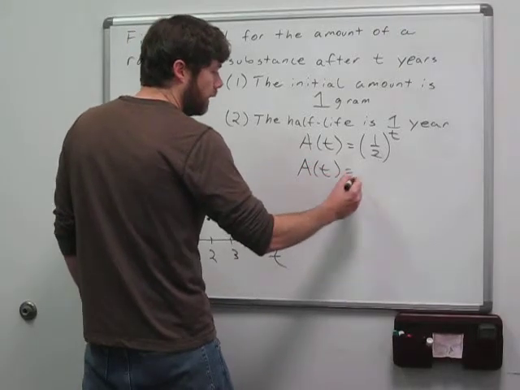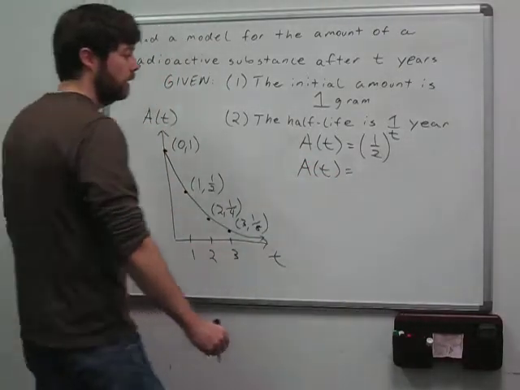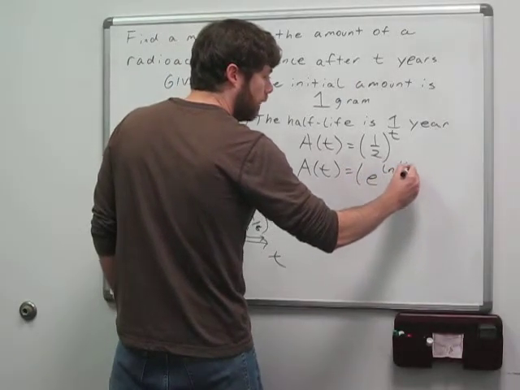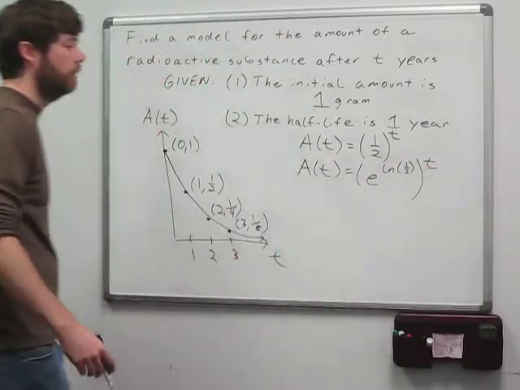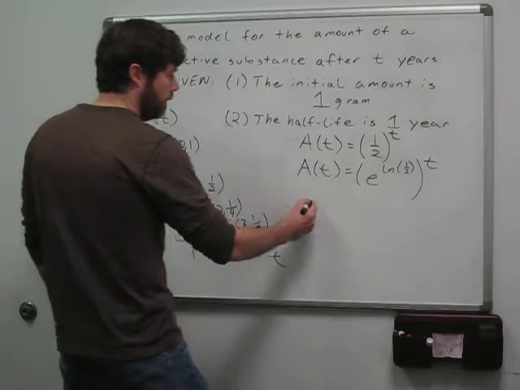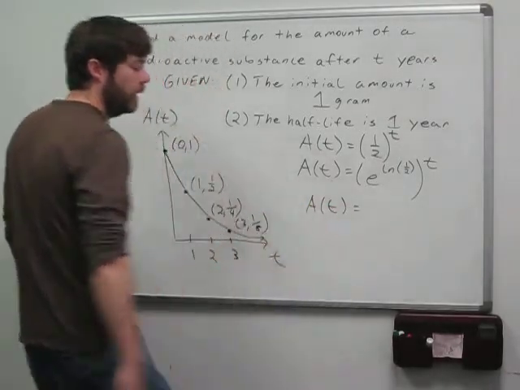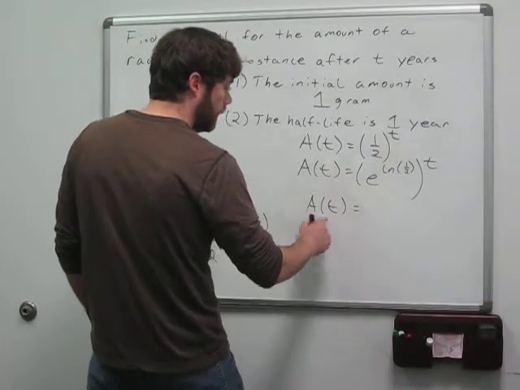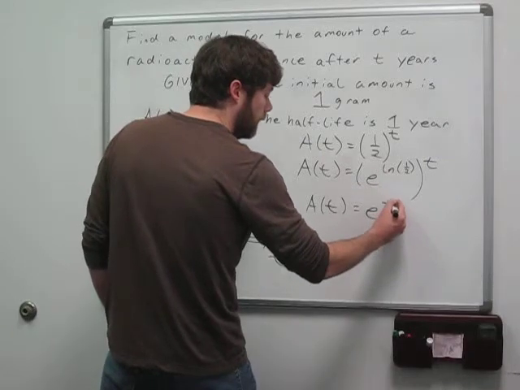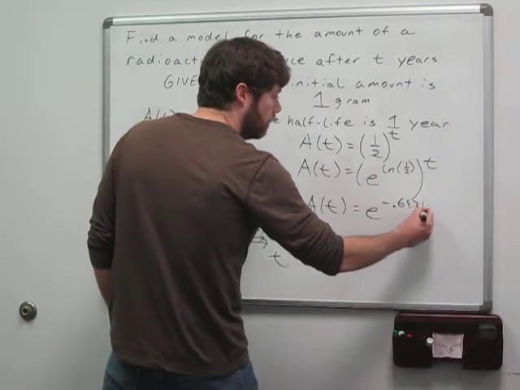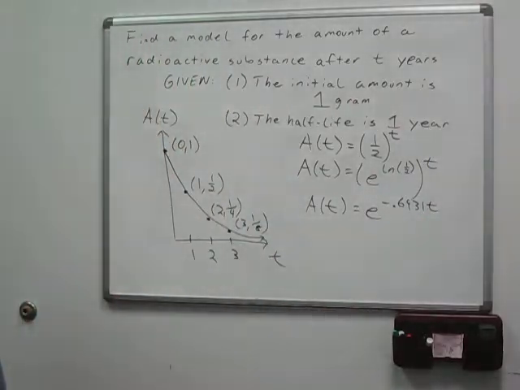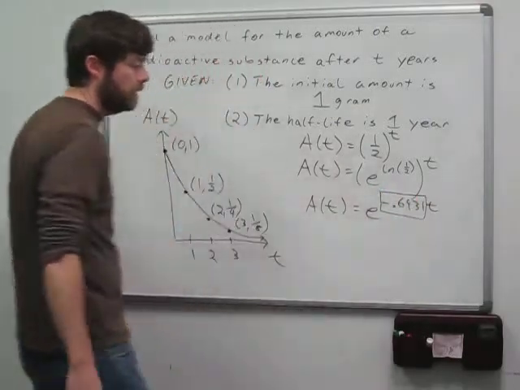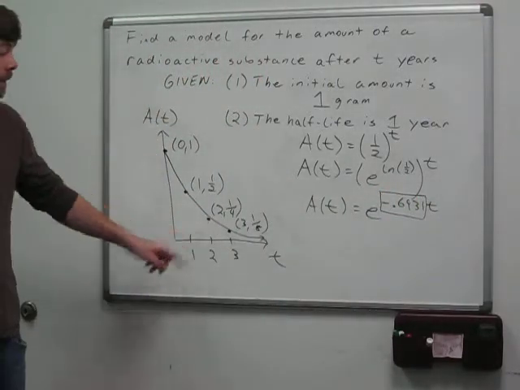And as we've seen, we can convert to base e just by rewriting 1/2 as e to the natural log of 1/2, all raised to the t. Putting the natural log of 1/2 into your calculator and using the laws of exponents, we get that A of t is e to the negative 0.6931 t. Because this number that we're multiplying t by is negative, we get a decreasing function, right?